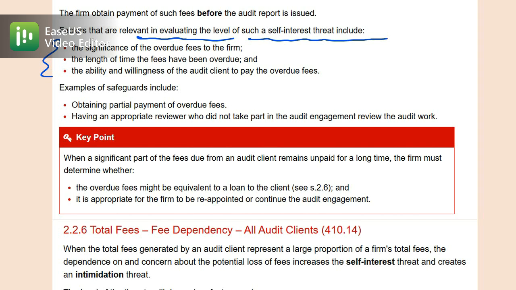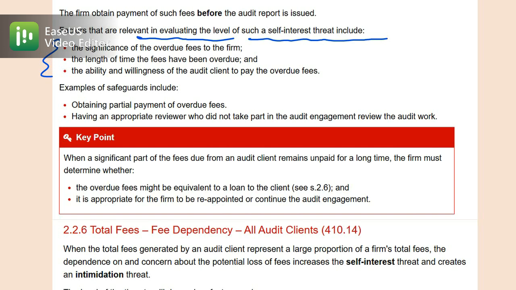The second point is the length of time the fees have been overdue. A few weeks might be manageable, but if it's months or years, the threat is much higher. And the third one is the client's ability and willingness to pay. If the client is struggling financially or unwilling to pay, that increases the risk.